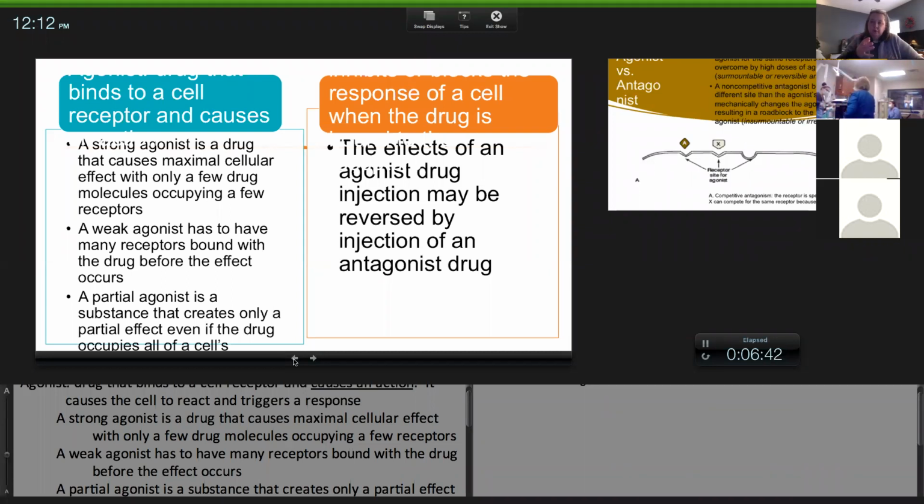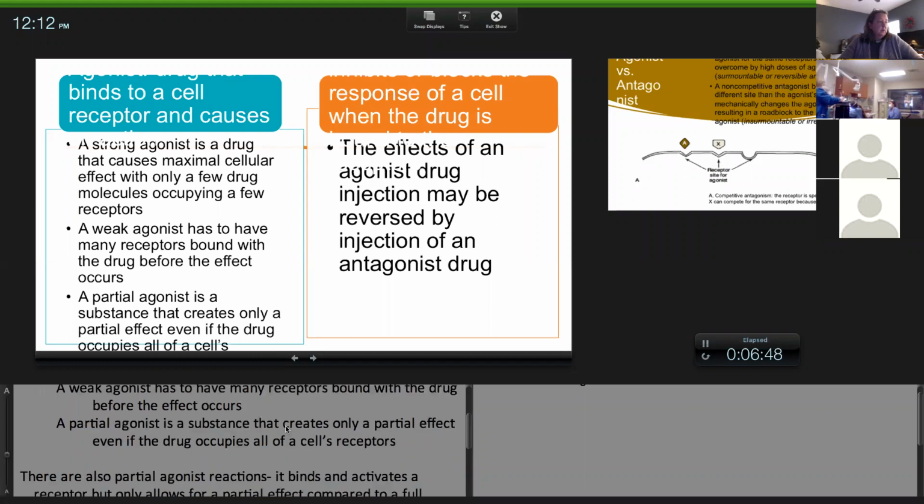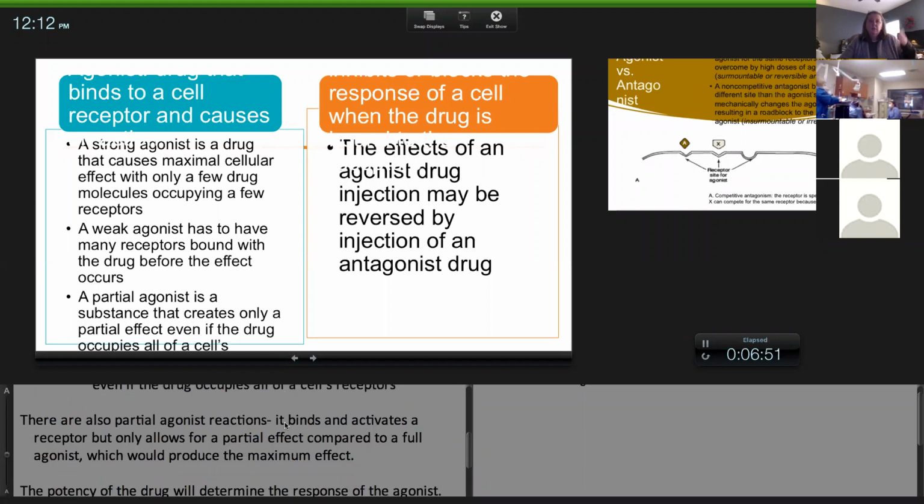The first part of understanding that is what happens at that receptor. What is that receptor responsible for? Then you understand this concept a little bit better.